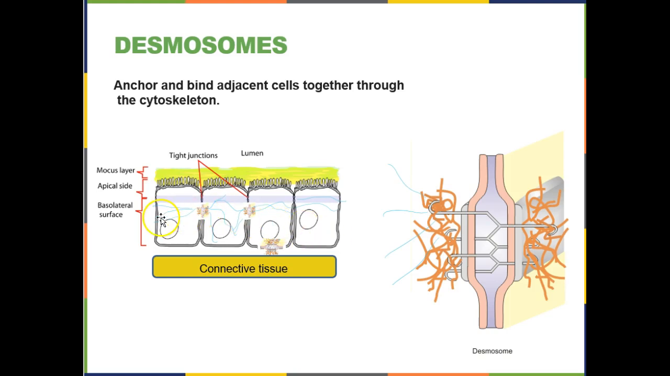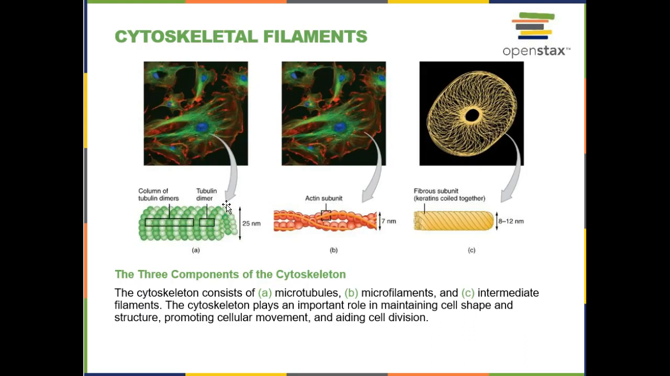And what the desmosomes do, because they're connected to the cytoskeleton, which is then connected to the next desmosome, which is connected to the next cytoskeleton, it structurally ties all of those cells together. Again, so that when you pull up on your skin, it doesn't separate from the tissue underneath it, and your skin cells don't separate from each other. Speaking of cytoskeleton, that is what is next.